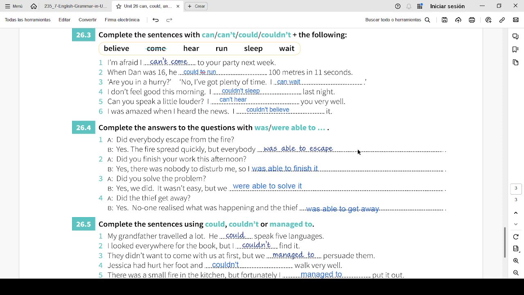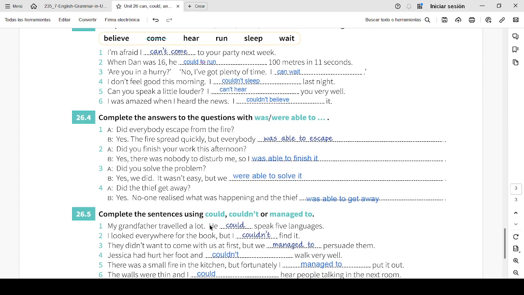So, all these sentences express success. Success is something that somebody does, right? So remember, we use was able to or were able to when we want to express success, that a specific task has had success. Next one.